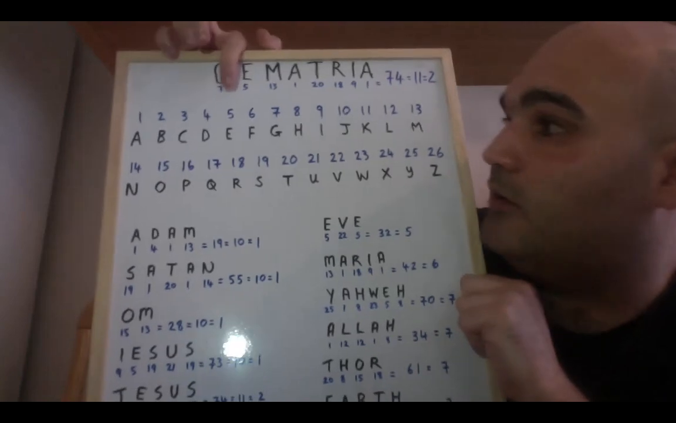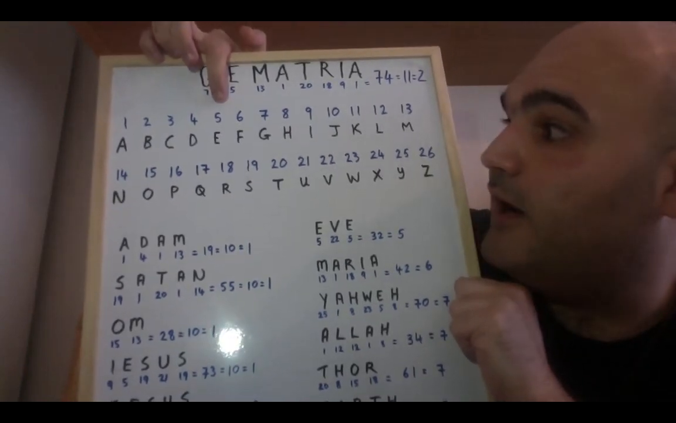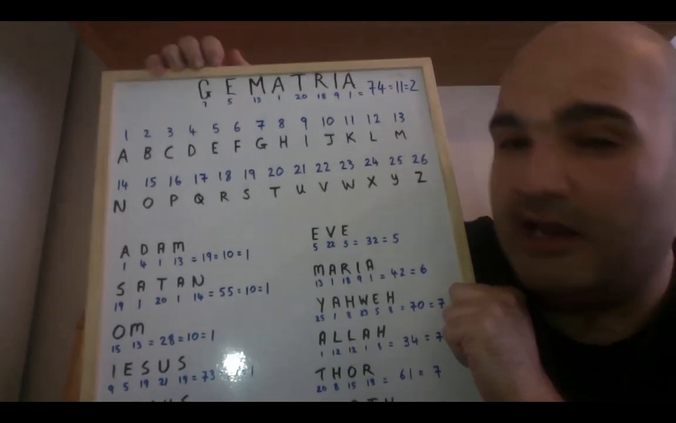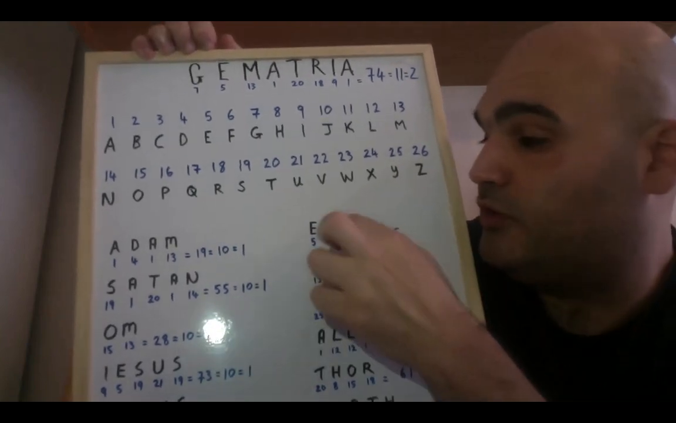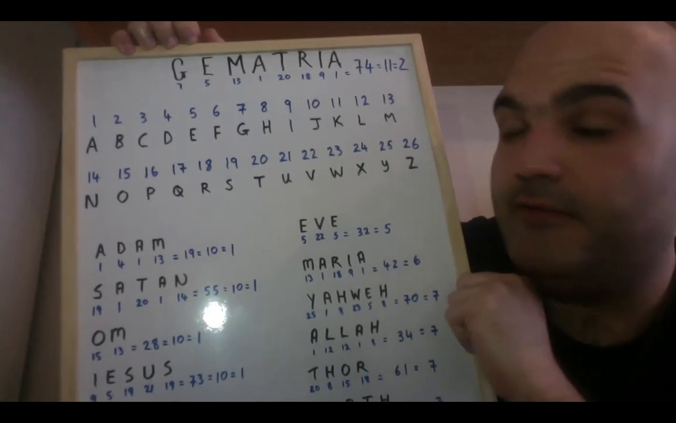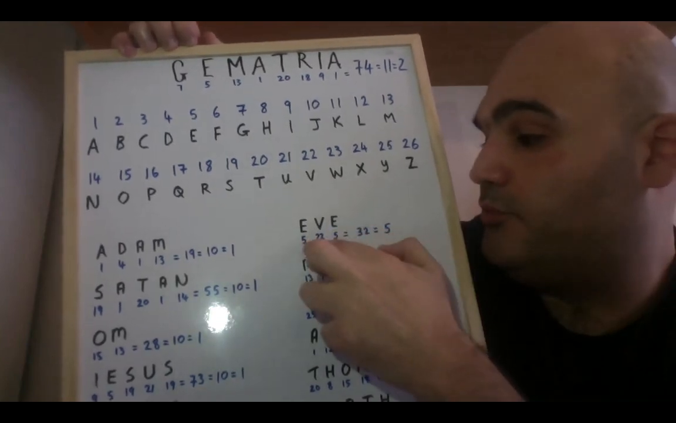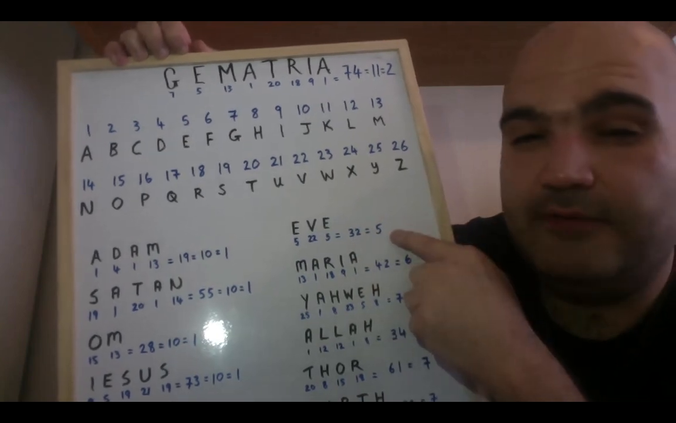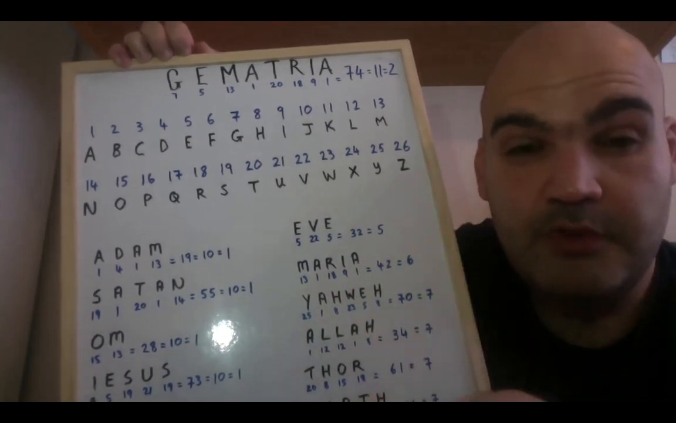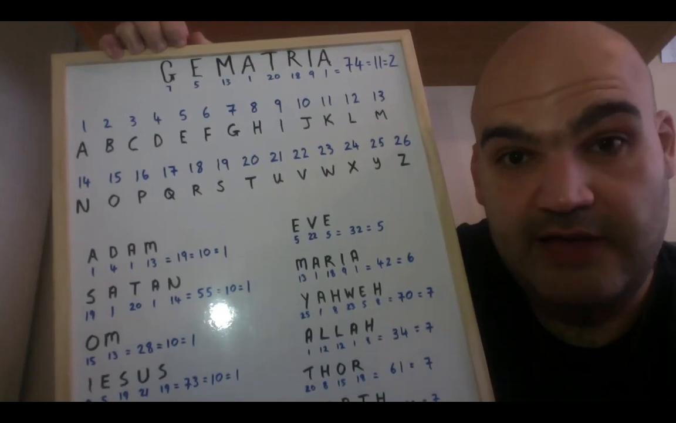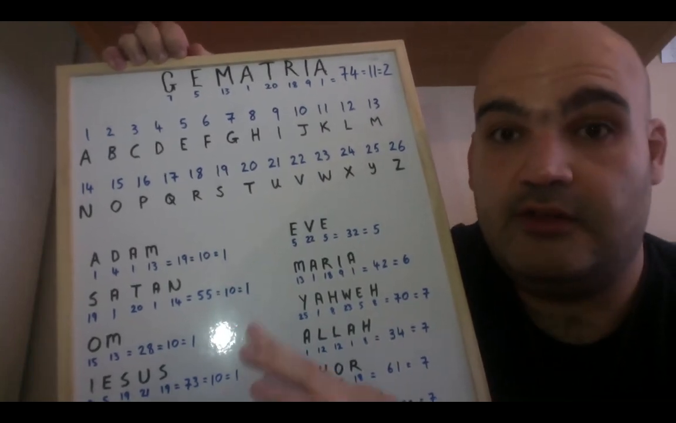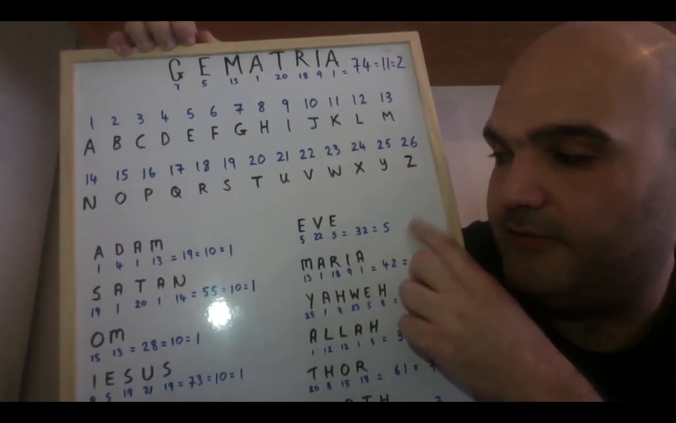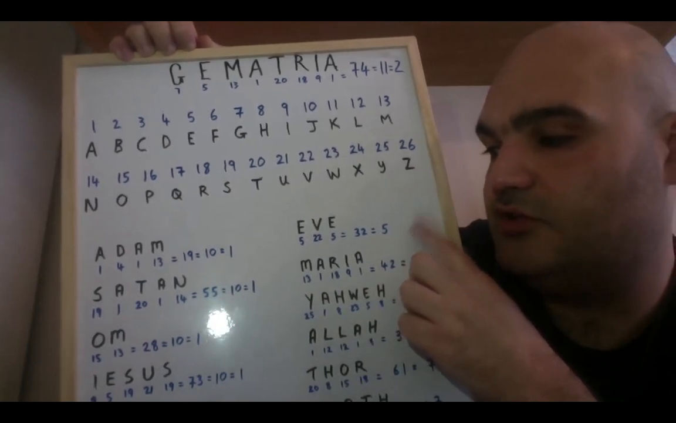Because if we look up here, 5 corresponds with E. And in the Roman numerals, the V is a number 5. And when you break down the digital root of 32, it equals 5. And 5 is the pentagram, which is the star of Venus. And Eve correlates with Venus as Adam correlates with Mars. So again, another great connection there.